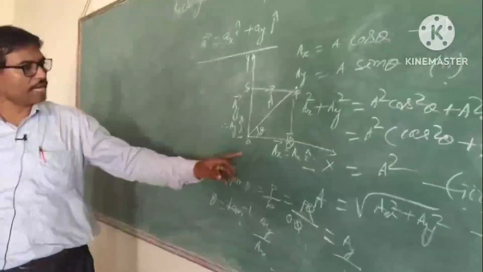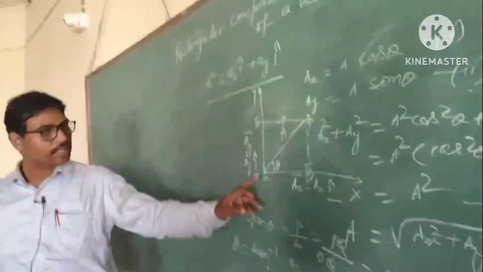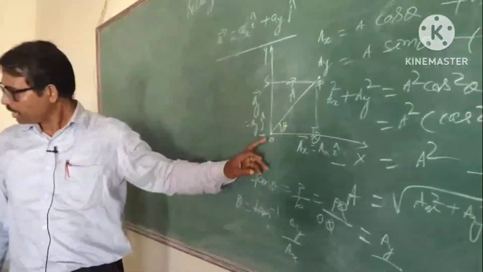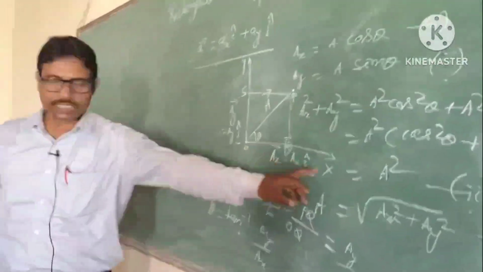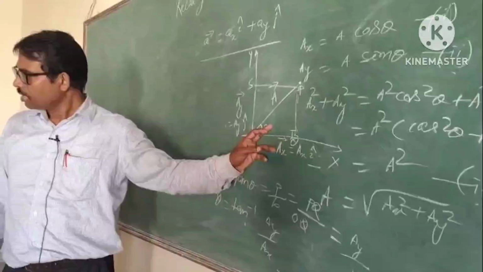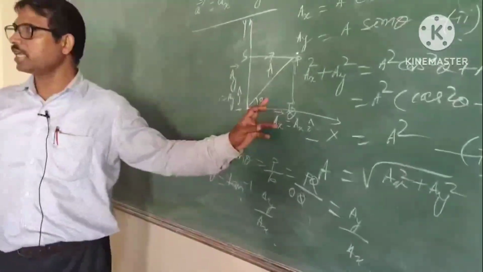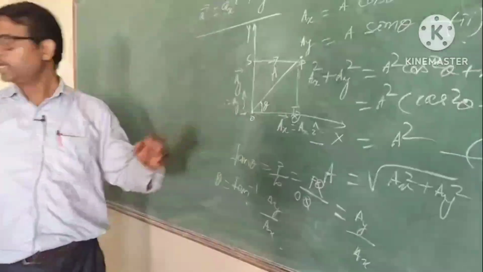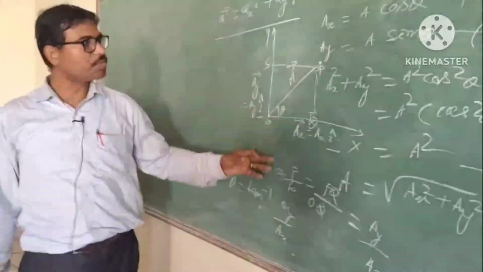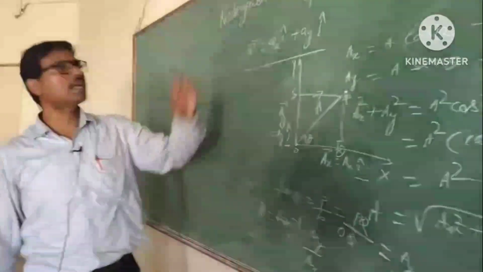Ax, how can you write? The vector always makes angle theta with respect to the x-axis. That is why you will clearly understand motion in a plane when I teach projectile motion. It is very tough. Now this is the portion for rectangular components.